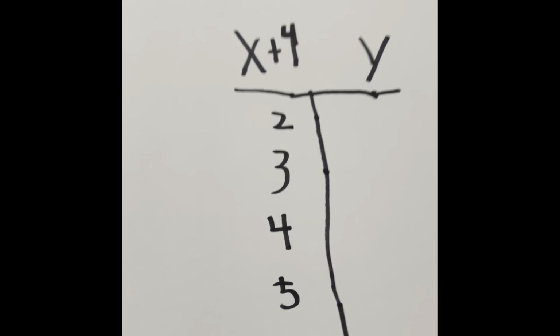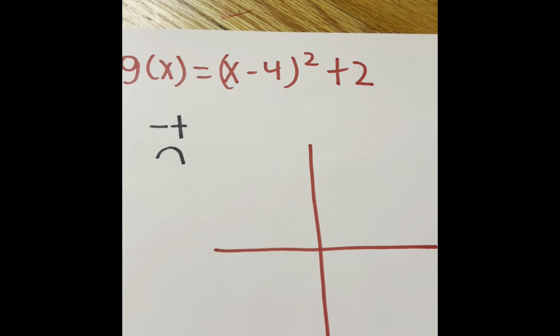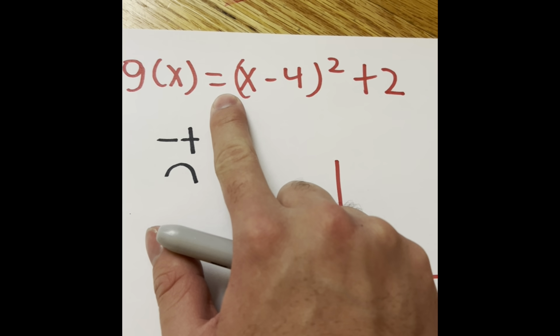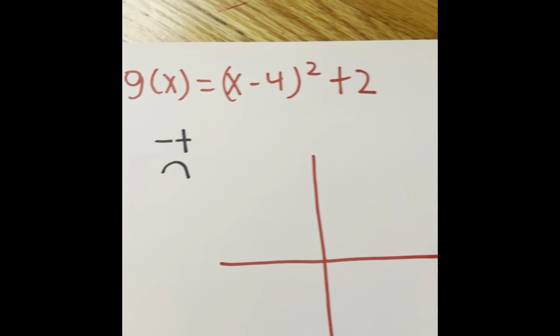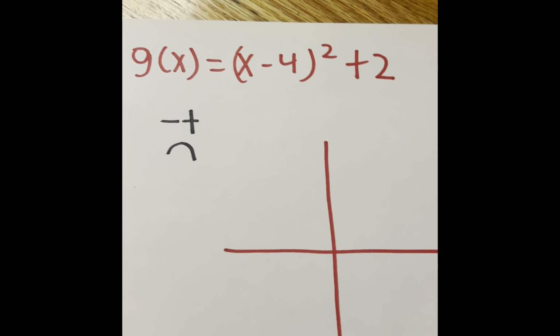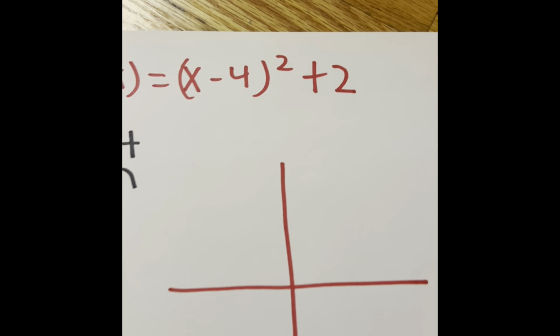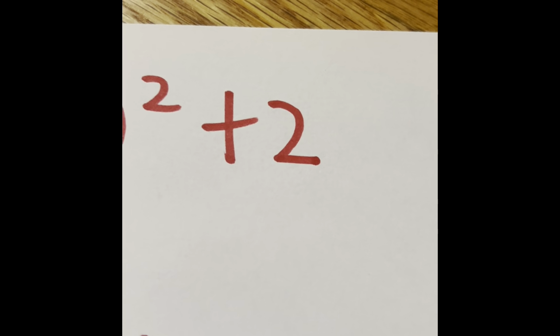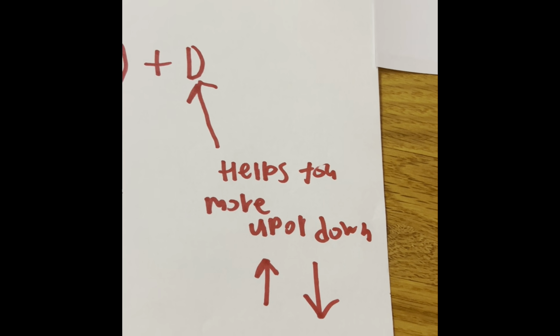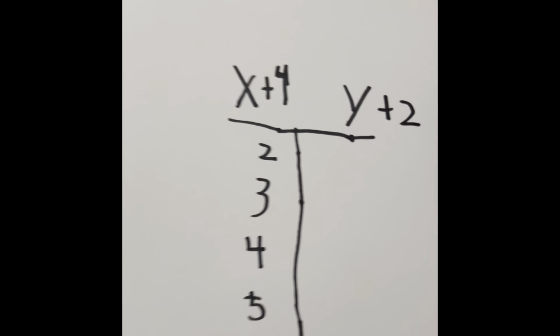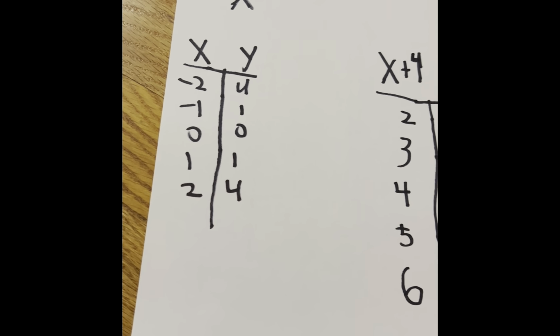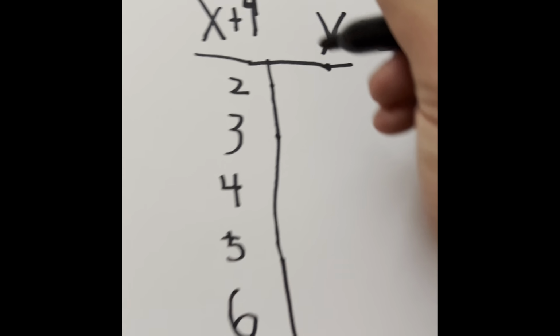But what about the y? We have nothing over here, where generally you would have an a, but in this scenario we don't have an a. What about the d, which is the number 2, which helps the graph move up or down? So how are we going to do that? y plus 2. So insert your old y into your new y. So we have 4 plus 2 is 6.